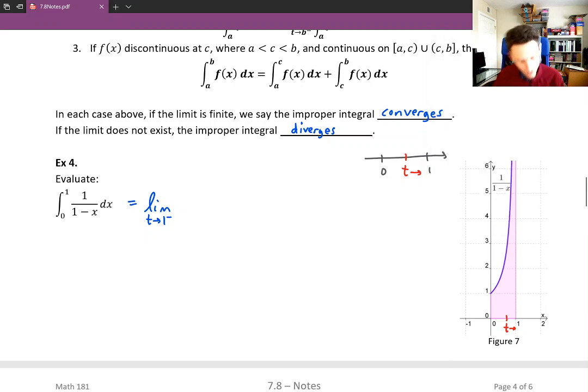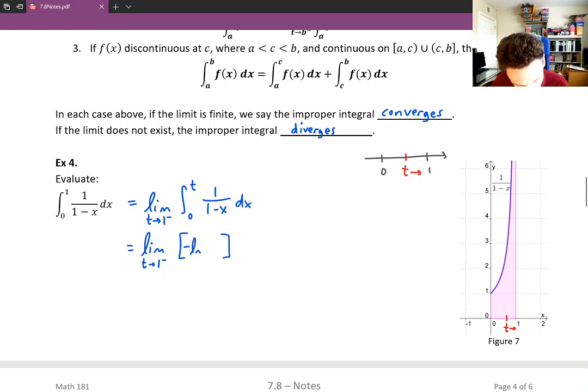Okay. So then we have the integral from 0 to t of 1 over 1 minus x dx. We'll find the antiderivative of 1 over 1 minus x, which should be negative ln absolute value of 1 minus x from 0 to t. Where's that negative coming from?